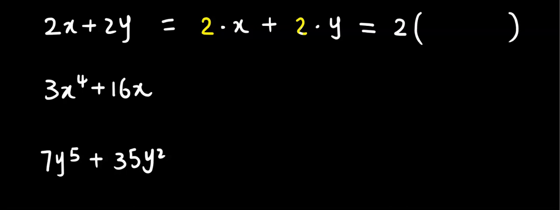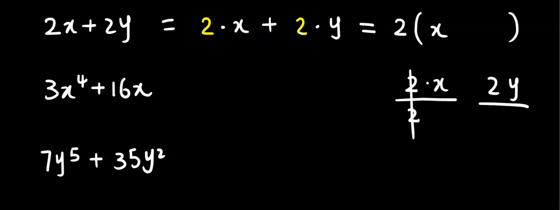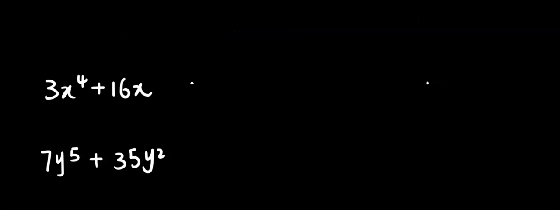And open and close parentheses. Think about when 2 times x, factor out 2. 2 divided by 2, that is 1. Therefore, you have x left here. Same happened to y. Factor out 2. Division, and you have y. Now, you got it. Let us continue.